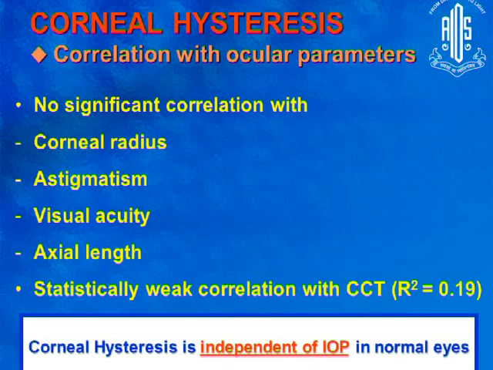Now, how does this corneal hysteresis behave? There is no significant correlation with the corneal radius, astigmatism, visual acuity or axial length. There is a statistically weak correlation with central corneal thickness. Therefore, the corneal hysteresis is independent of the intraocular pressure in normal eyes.